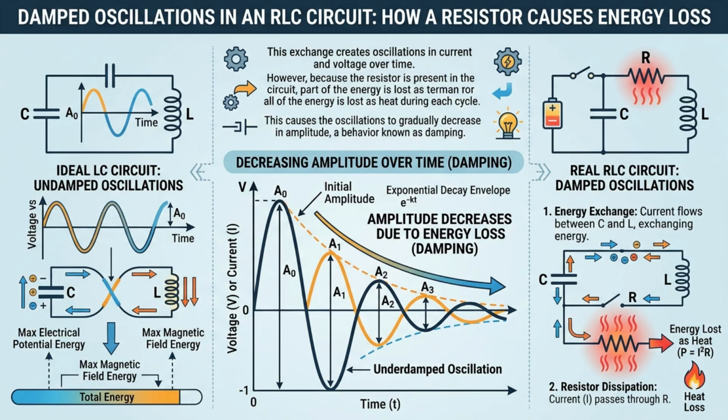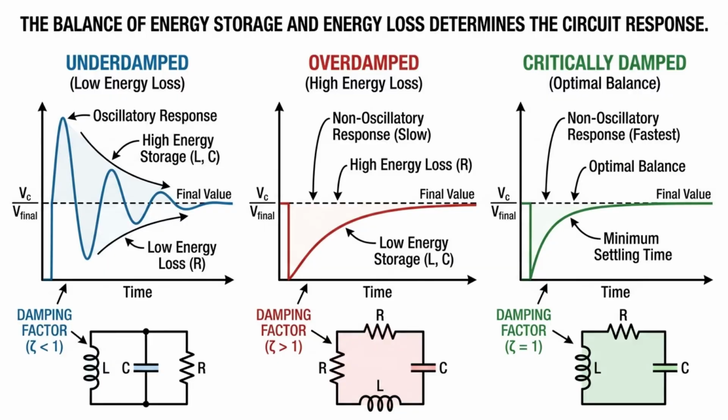However, because the resistor is present in the circuit, part of the energy is lost as heat during each cycle. This causes the oscillations to gradually decrease in amplitude, a behavior known as damping. The balance between energy storage and energy loss determines whether the circuit is underdamped, overdamped, or critically damped. These conditions define how the system responds over time after being disturbed.